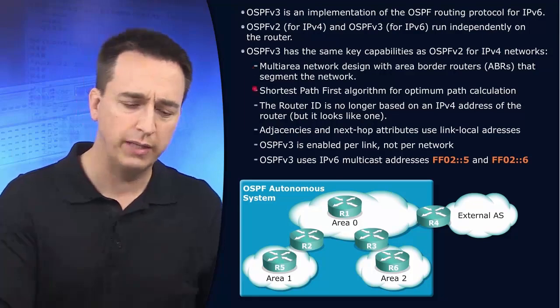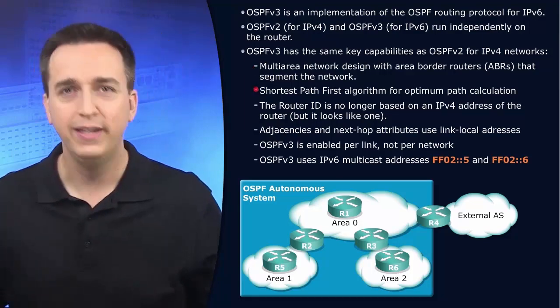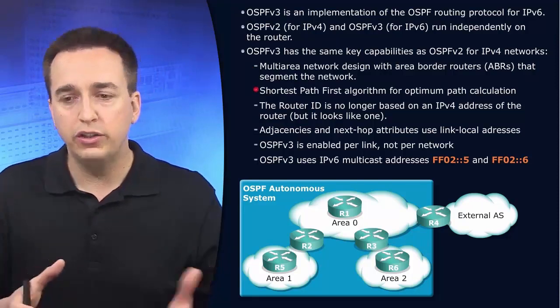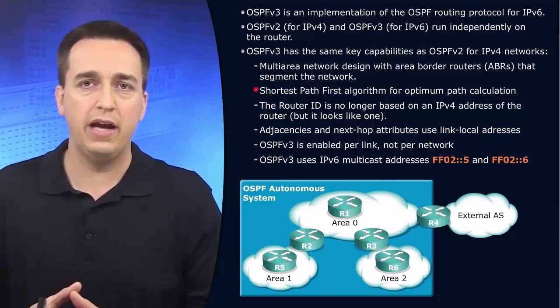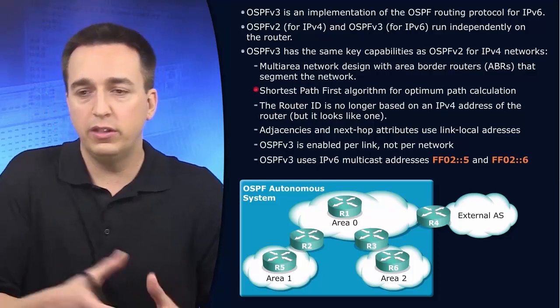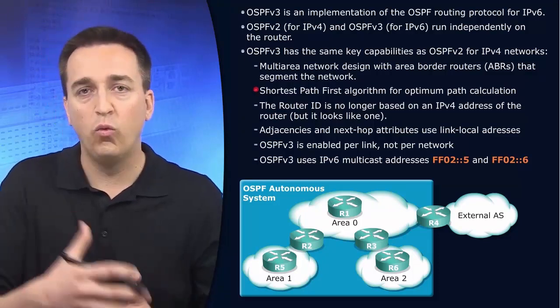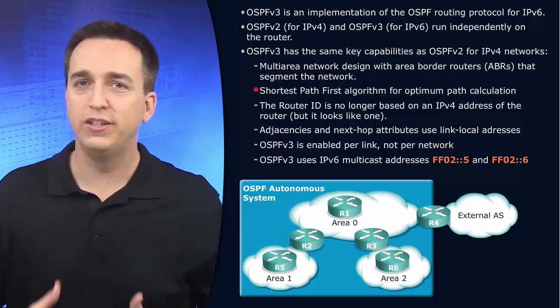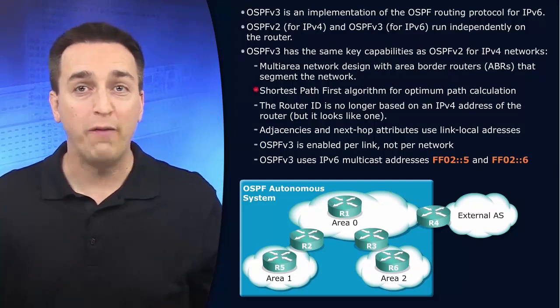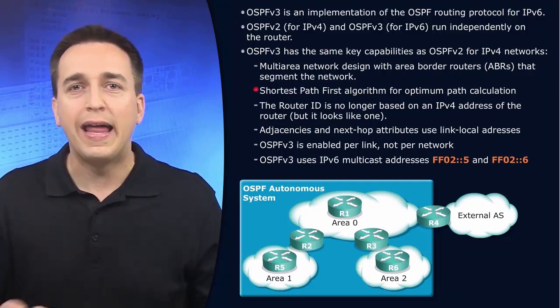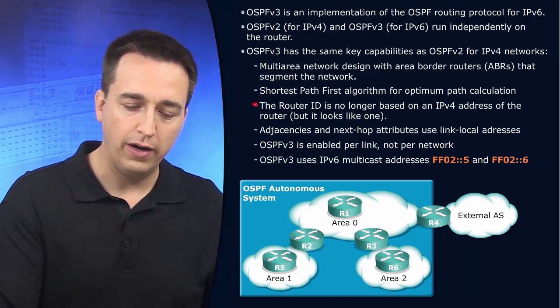We're still using the same shortest path first algorithm, Dijkstra's algorithm. Nothing's changed there because all we're doing is using IPv6 networks now and putting those into the overall calculation. Cost is still the same. The way it's calculated from one point to another, still the same. Still using the reference bandwidth value. So none of that has to be relearned. We have a router ID.